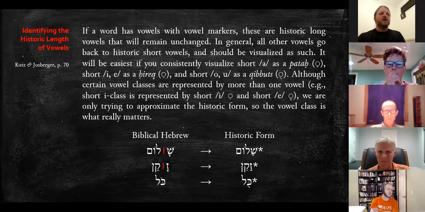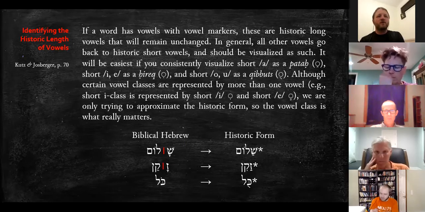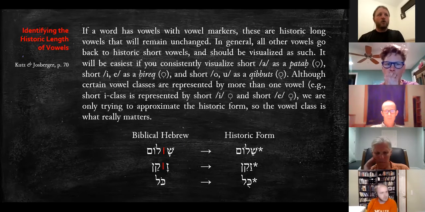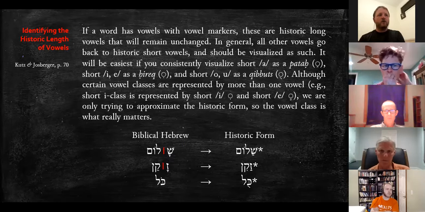Zaken. Zaken has two long vowels. It's an A class vowel and an E class vowel. So we're going to drop them to patach and to chirik. Zakin. This is just theory. Okay, so kol is a U quality vowel, U class vowel. We're going to drop it to kubutz, kul.